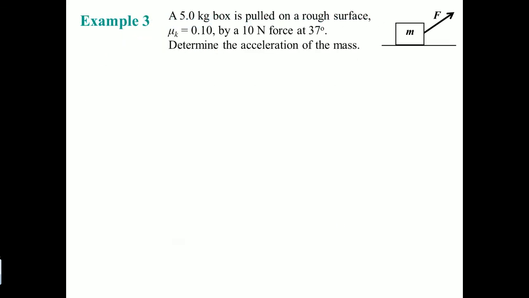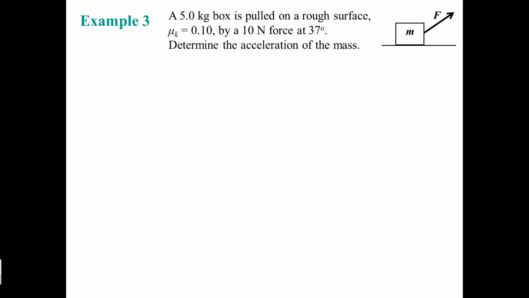Here's the third case that you would see. This is a box on a surface, but now you're pulling it at an angle. A 5.0 kilogram box is pulled on a rough surface, mu k is equal to 0.10, by a force at 37 degrees. Determine the acceleration. Again, I asked you for the acceleration, but you understand you have to calculate the normal force too, right? So we assist this by looking at the directions first.